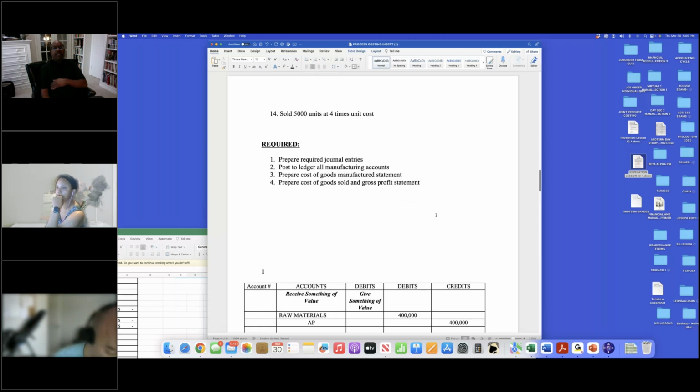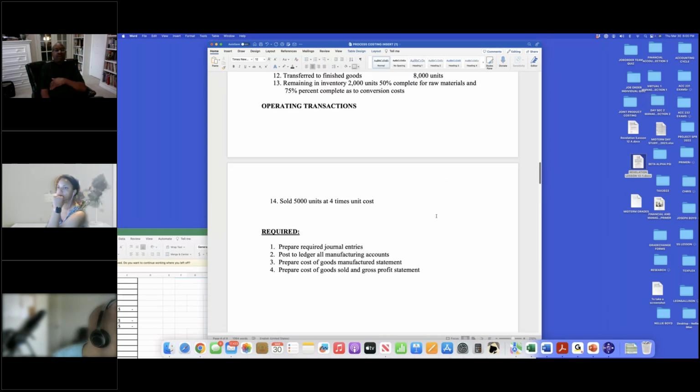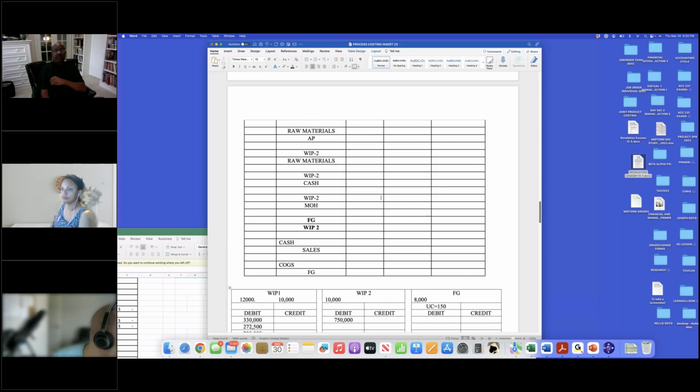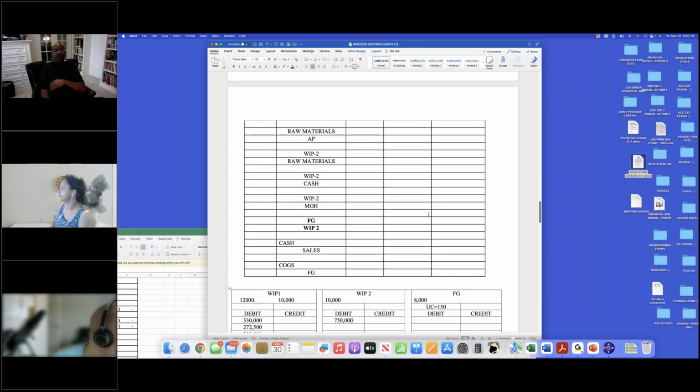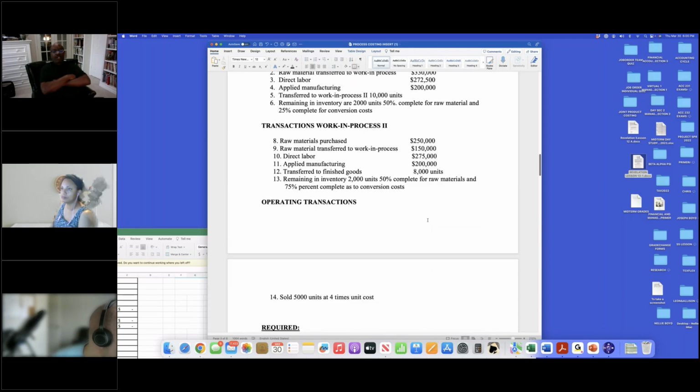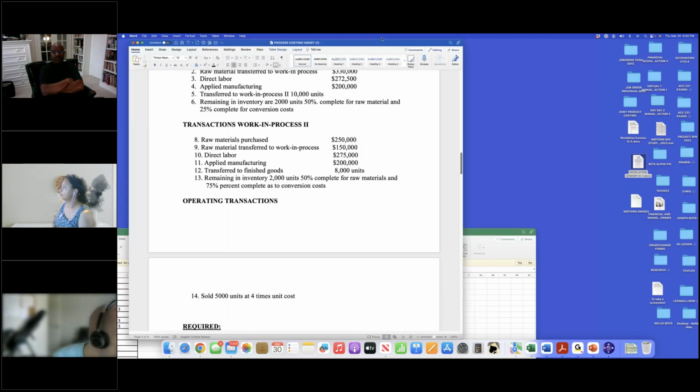So I want you all now to go through work in process two. Make these 4 entries, including how much is transferred out. Use this item 13 to determine what's transferred out. Make the journal entries, post them to the ledger. Can you all handle that? Yes, sir. Okay, so let's go ahead and handle that. I'm gonna give you all 10 minutes.